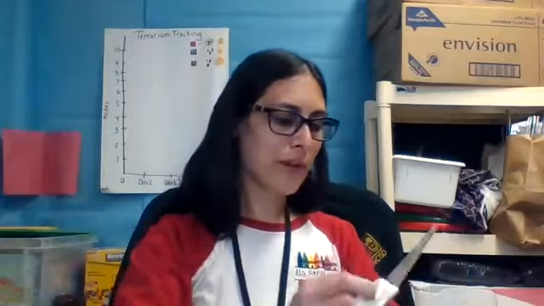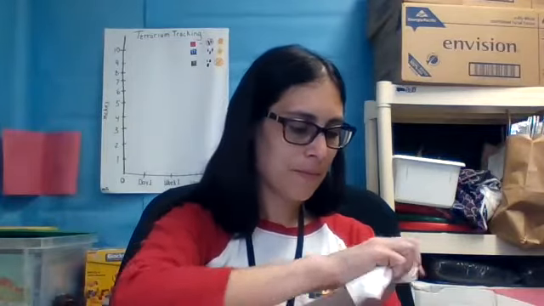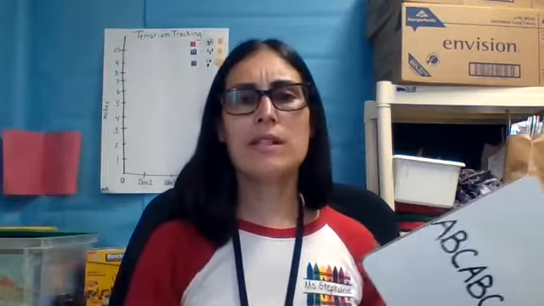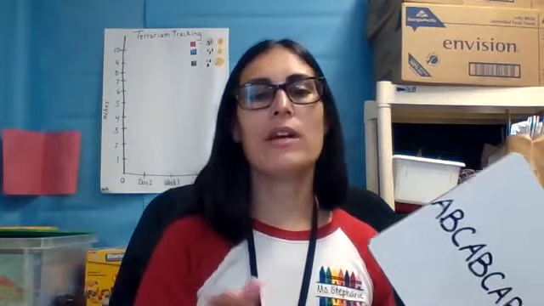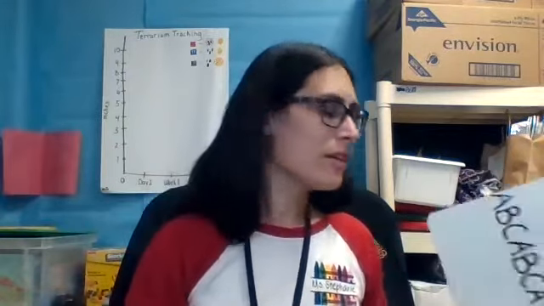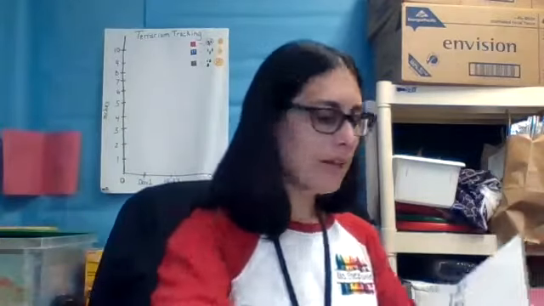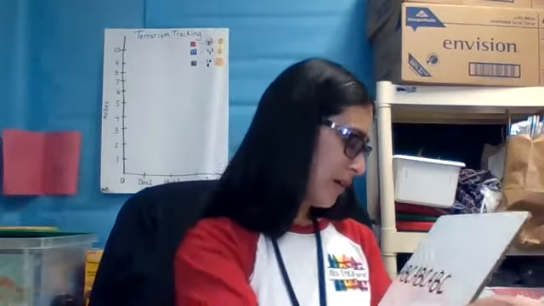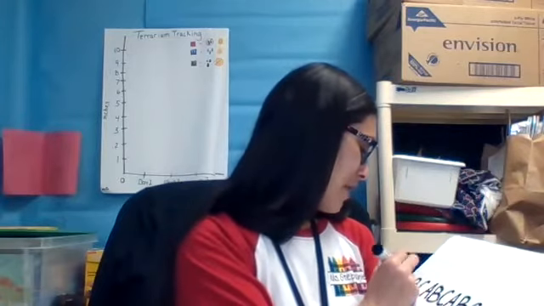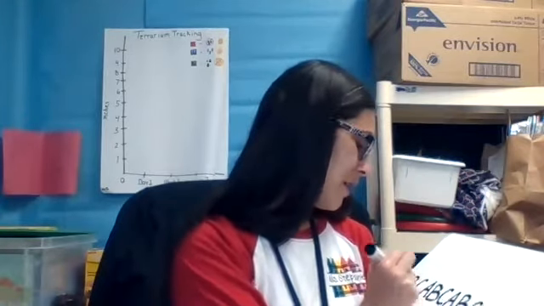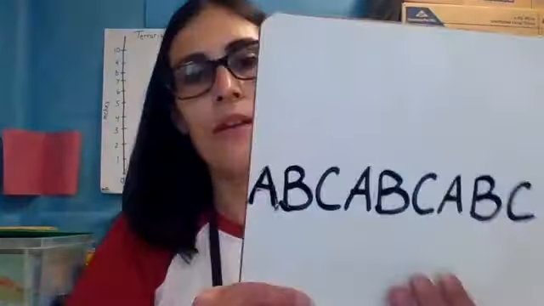Now I've got something special down here at the bottom for you. Now I have a pattern. Remember, a pattern is something that repeats itself. It goes over and over and over again. The same thing over and over. All right, so here is my pattern. We just looked at three letters, A, B, and C. Let's see if we can figure out our pattern.